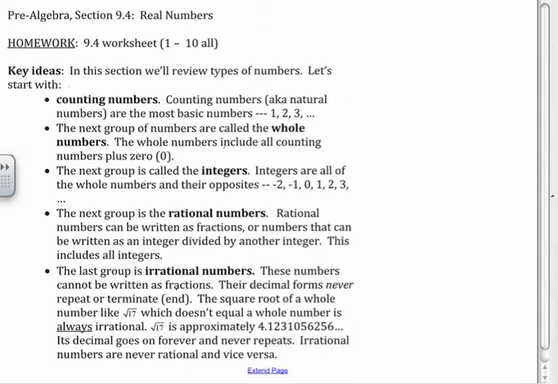Okay, guys, this is section 9.4. We're going to talk about some real numbers today.